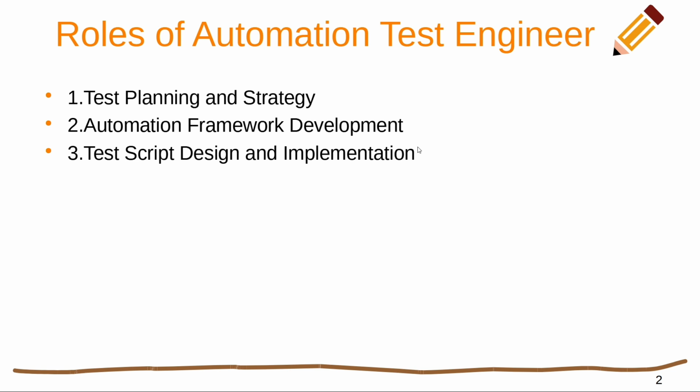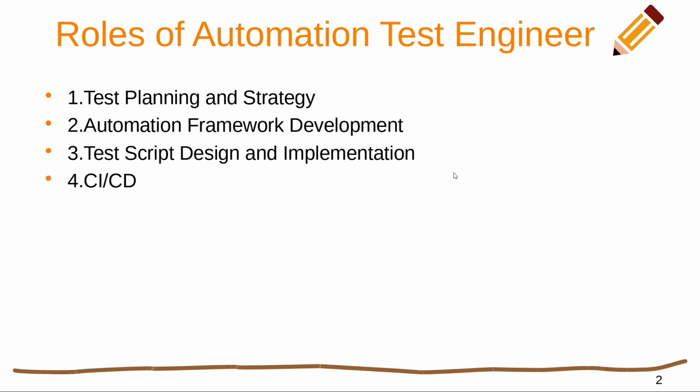Then the third stage is test script design and implementation. In this stage we need to write, execute and maintain automation test scripts. Also we need to select the language we will use for our entire project. There are different programming languages: Python, Java, JavaScript. For scripting you can use whatever is suitable to your project. Then we need to ensure test scripts cover positive, negative, regression and edge cases as well. So in this stage we see test script design and implementation.